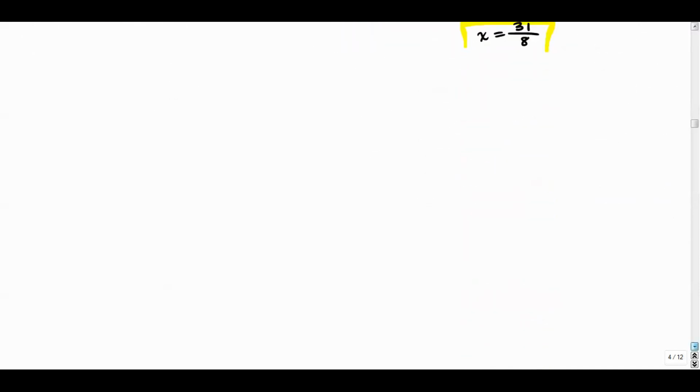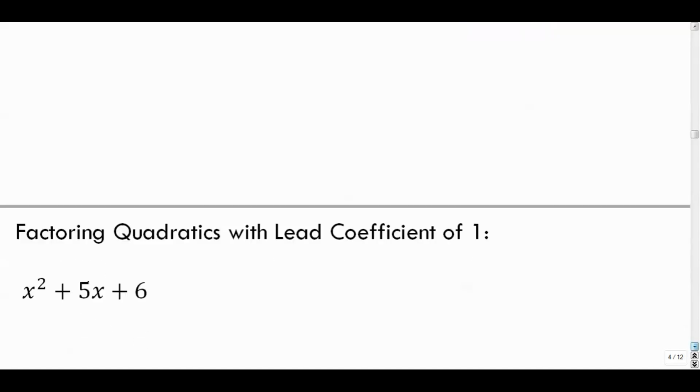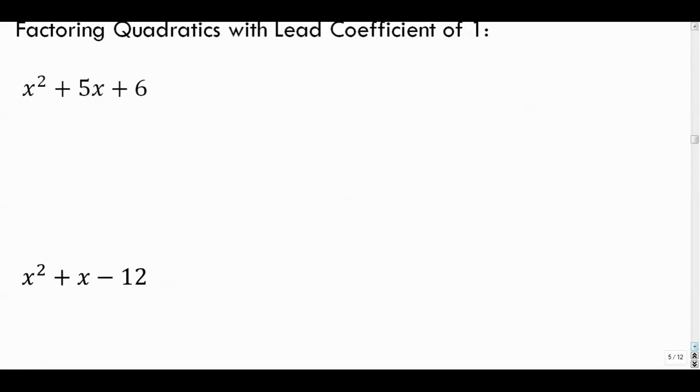Cool. Let's move on into factoring quadratics. Start really simple here. This is Algebra 1 stuff where the lead coefficient is 1. We're basically looking to find the two binomials that multiply together to get that quadratic. So we need to think, all right, x times x. We're kind of thinking FOIL method backwards here.